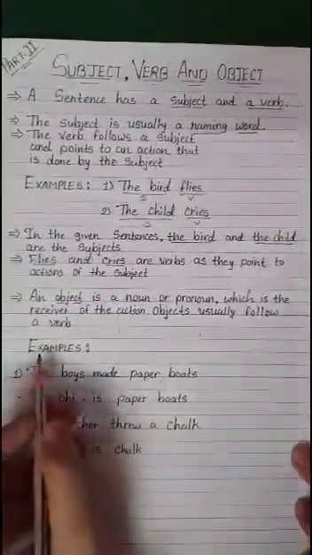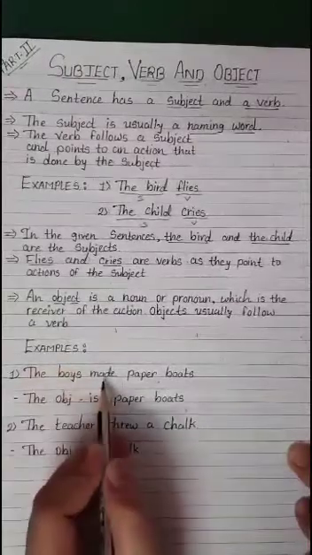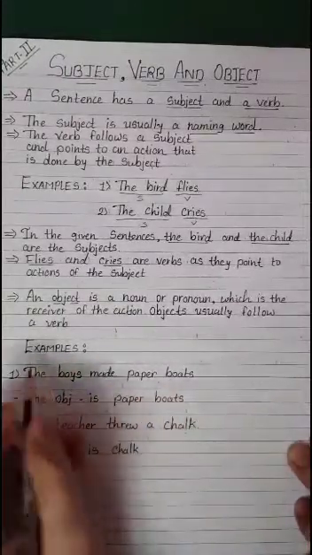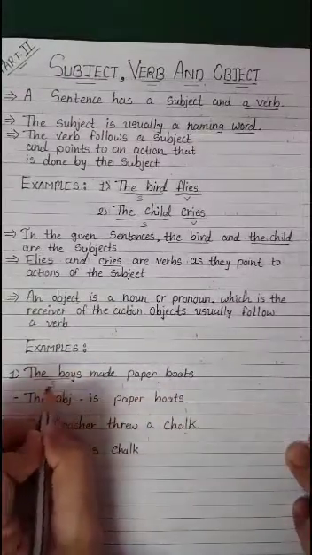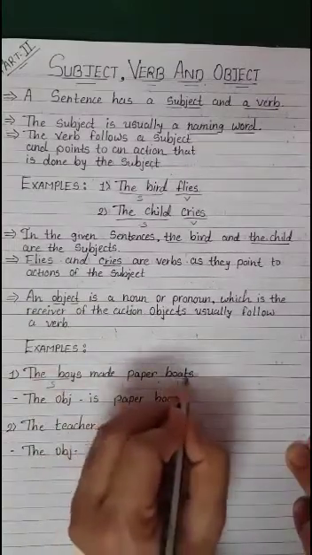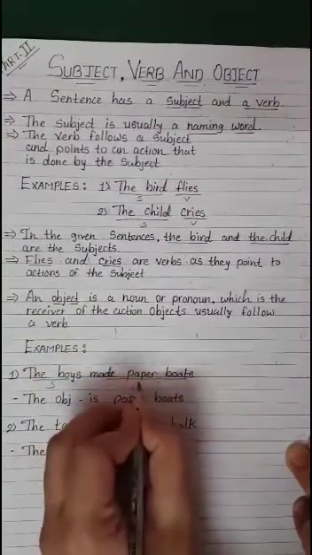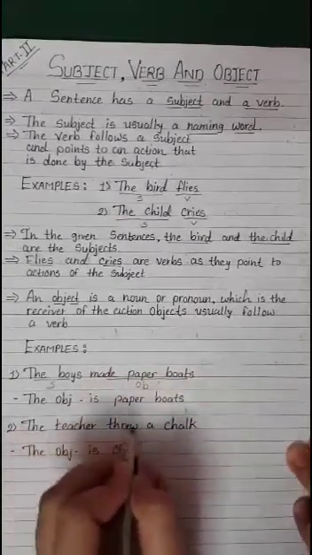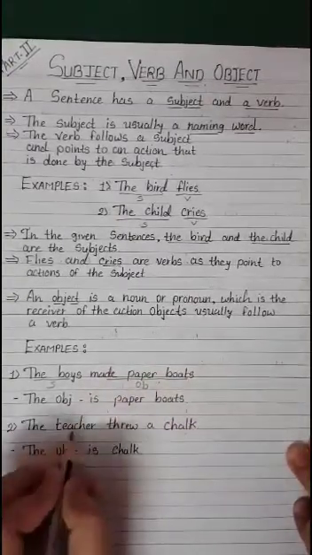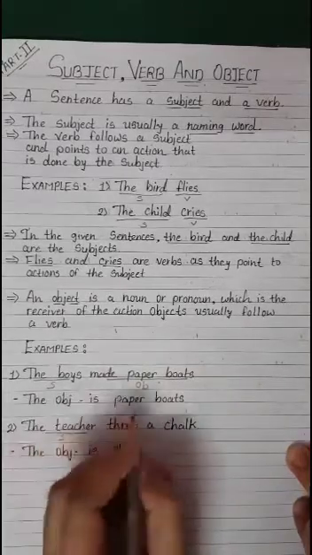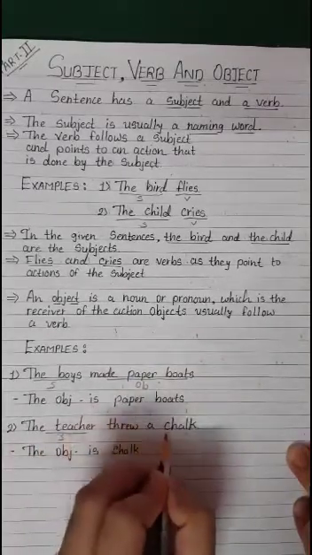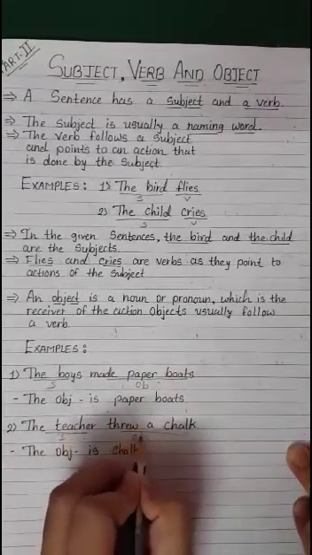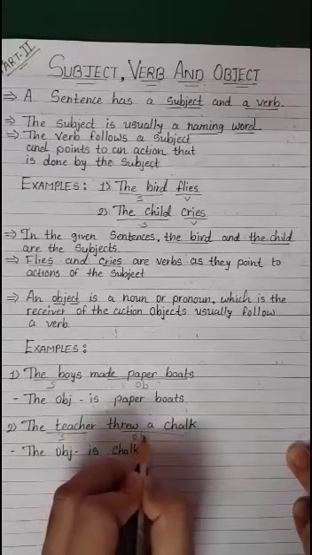Now we are going to see an example: the boy made a paper boat. So here the boy is a subject and paper boat is an object. Next, the teacher threw a chalk. So the teacher is a subject and chalk is an object.